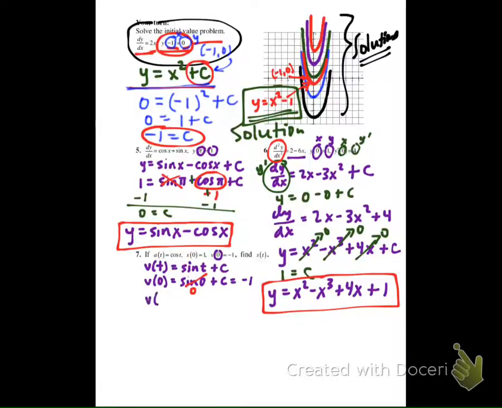So we go back to v of t, which is equal to the sine of t plus c. We determined that c was negative 1, so we just replace c with negative 1. Okay? And then the antiderivative of v of t is s of t, which was given to be the position. The antiderivative of the sine is negative cosine t.